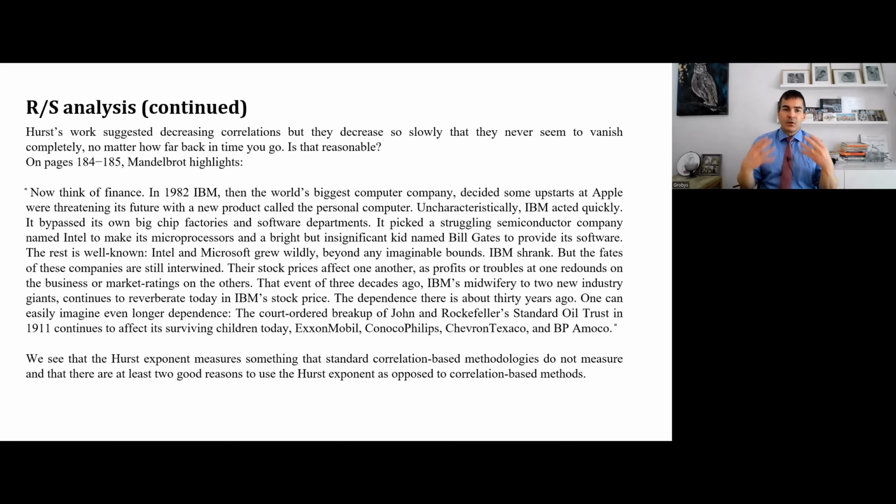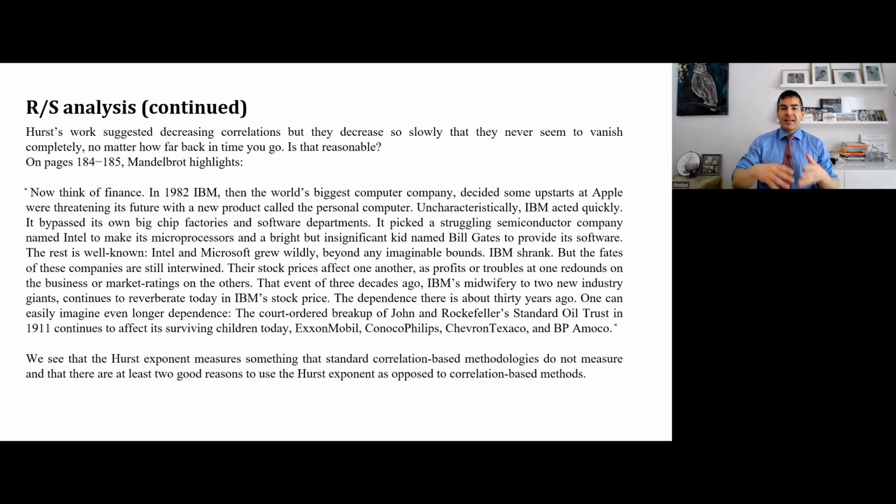Uncharacteristically, IBM acted quickly. It bypassed its own big chip factories and software departments. It picked a struggling semiconductor company named Intel to make its microprocessors and a bright but insignificant kid named Bill Gates to provide its software. The rest is well known. Intel and Microsoft grew wildly beyond any imaginable bounds. IBM shrank, but the fates of these companies are still intertwined.